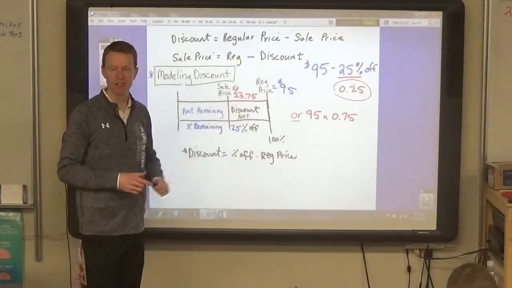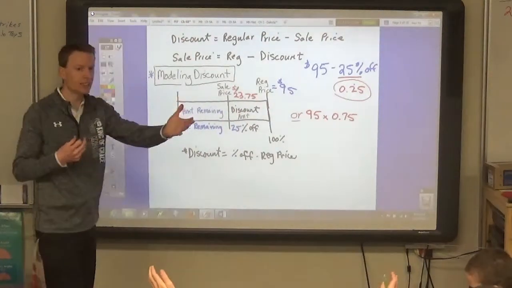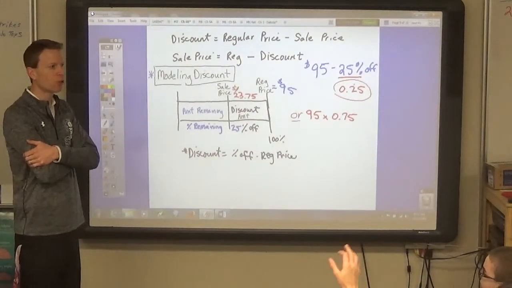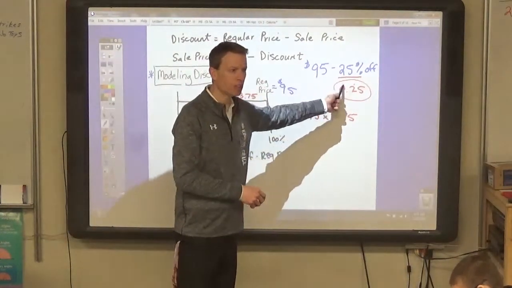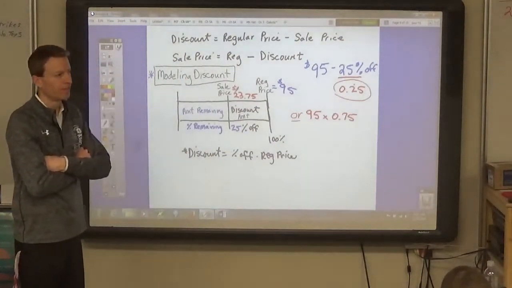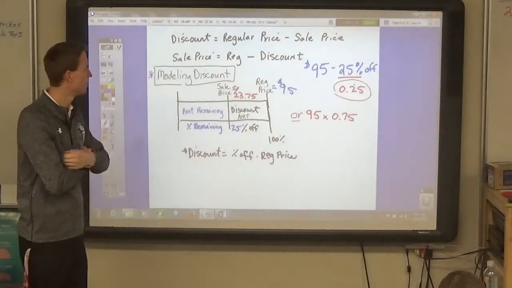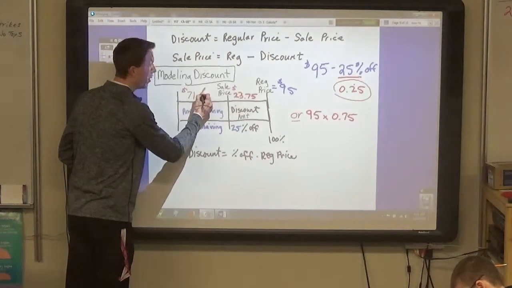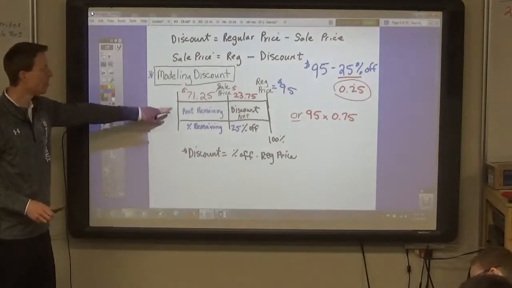What does that mean? How much is off? That's how much it is off. So what is the regular price, then? The actual price. What is the actual amount you pay if your KDs were 25% off? $71.50. $71 and what? 25 cents. Yep.